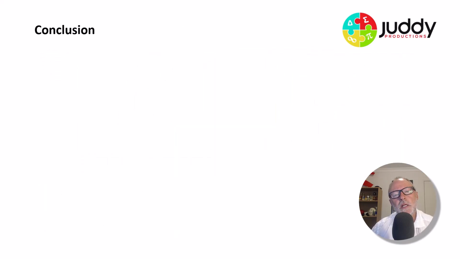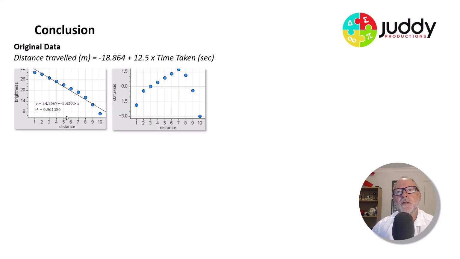So as a conclusion, let's look at our original data. There's our original data, its scatter plot, its associated residual plot, and its linear regression equation. In summary, it has a very high R value of negative 0.980. It has a high R squared value of 0.9613.